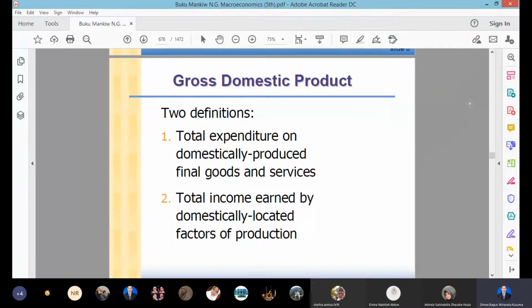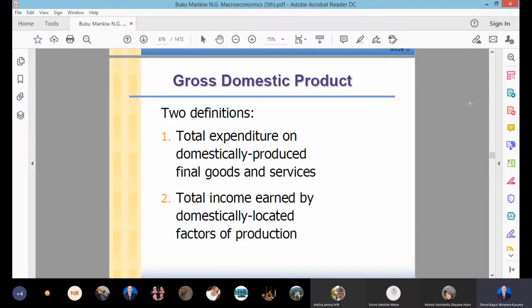What is the difference between GDP and GNP? Which is the best measurement to capture the existing growth of the economy, whether GDP or GNP? Those are the outstanding issues among economists, and here we try to discuss it a bit.